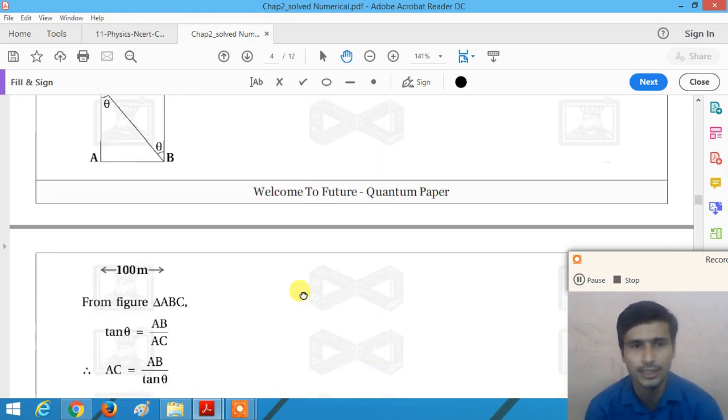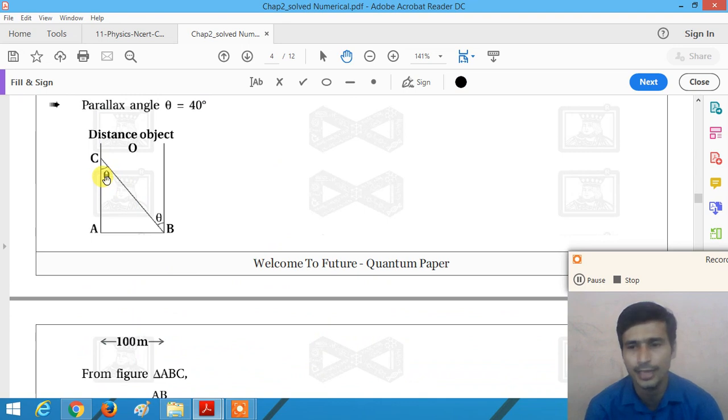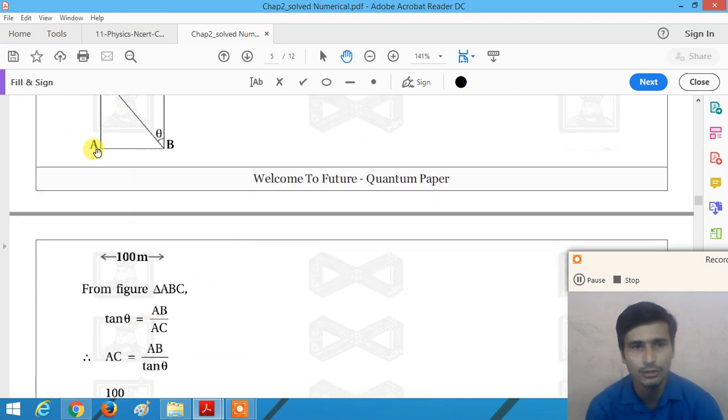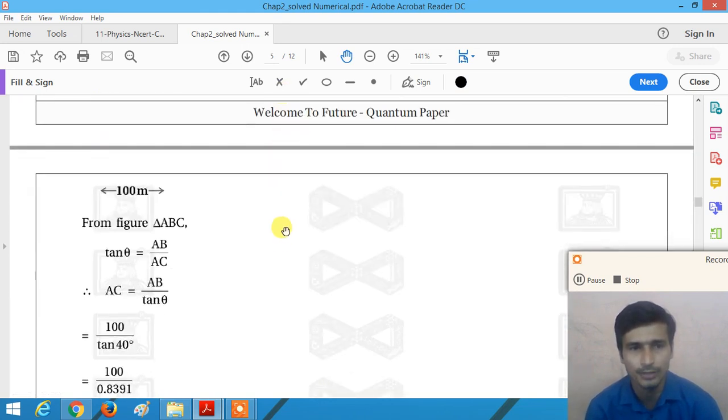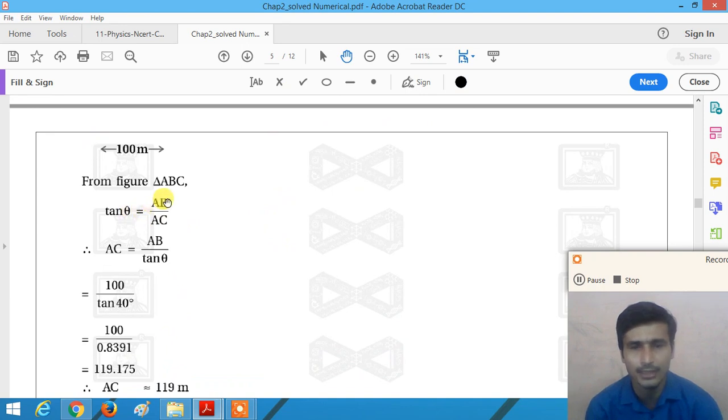So from this figure, if we take the tangent of this angle, tan theta is equal to opposite divided by adjacent. From the triangle ABC, tan theta is equal to the opposite side AB divided by the adjacent side AC. So tan theta is equal to AB, given to you as 100, and AC we want to find, right? So AC is equal to AB divided by tan theta. AB given to you is 100 meters divided by tan 40.